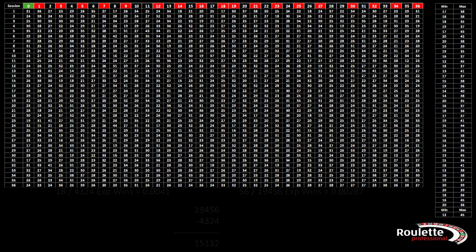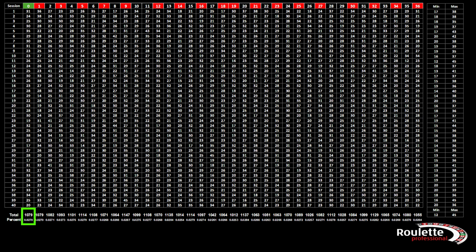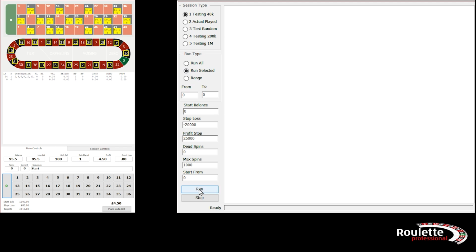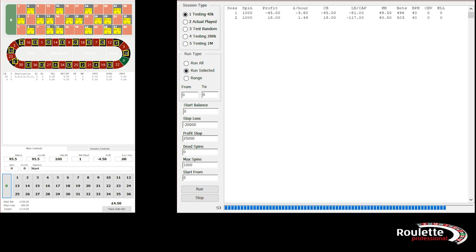Let's look at an overview of the 40,000 spins we are going to be using in this series. We can see zero is just behind its expectation for this number of spins, so black must be ahead of expectation. Let's run the test again flat betting on black. So black gets off to a reasonable start.